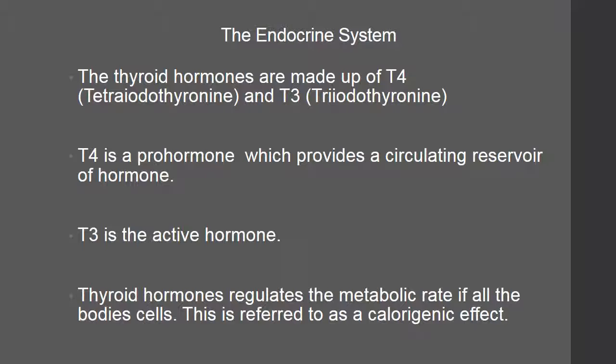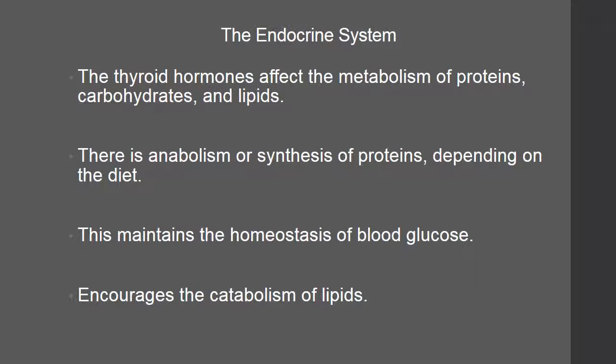Thyroid hormones regulate the metabolic rate of all the body cells. This is referred to as a caloriogenic effect. It burns calories. The more thyroid hormone, the more calories are burned, and it increases the metabolic rate. The thyroid hormones affect the metabolism of proteins, carbohydrates, and lipids. It's pro-protein, breaks down carbohydrates, burns lipids.